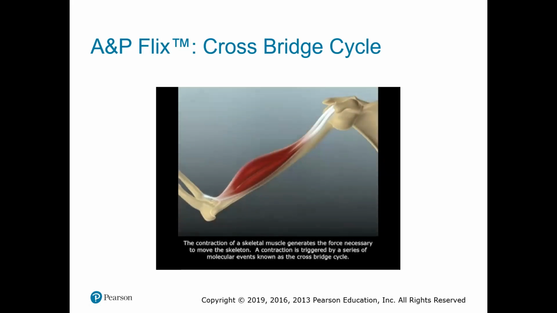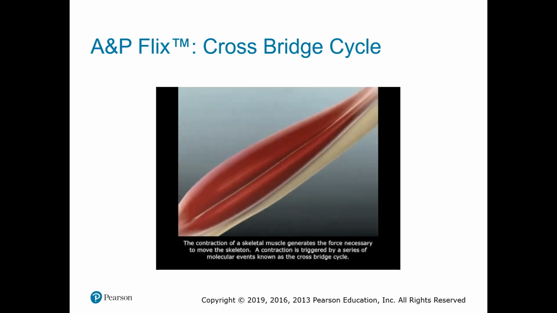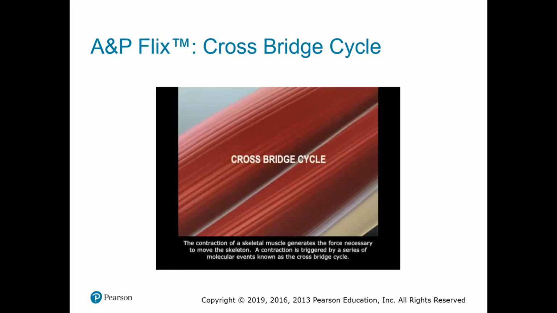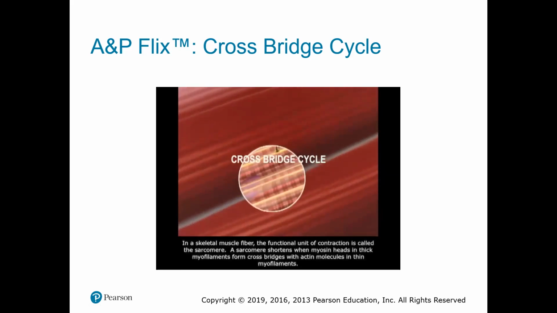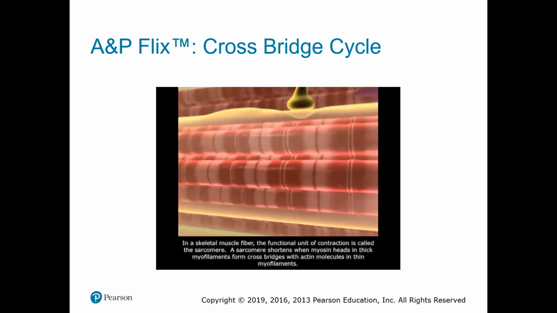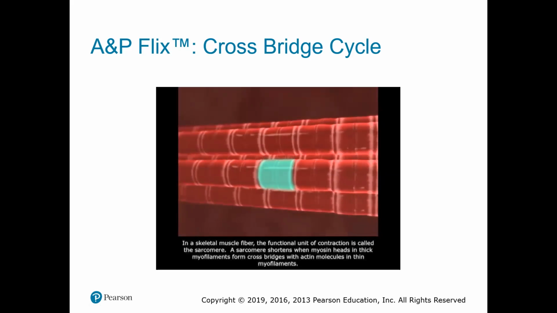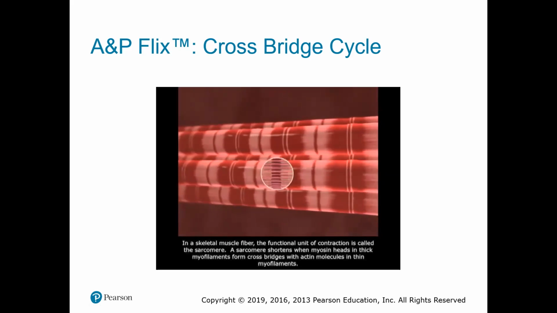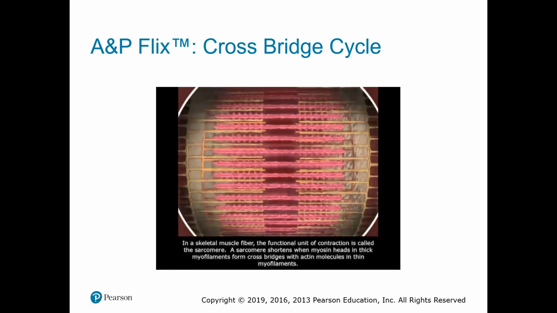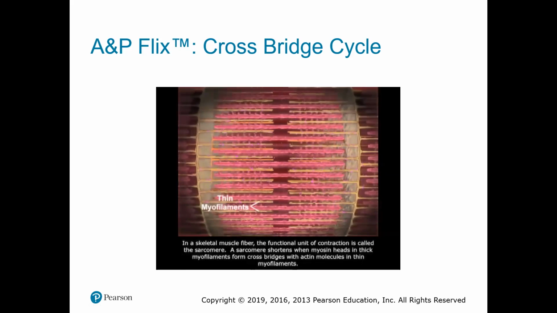The contraction of a skeletal muscle generates the force necessary to move the skeleton. A contraction is triggered by a series of molecular events known as the crossbridge cycle. In the skeletal muscle fiber, the functional unit of contraction is called the sarcomere. A sarcomere shortens when myosin heads and thick myofilaments form cross bridges with actin molecules and thin myofilaments.